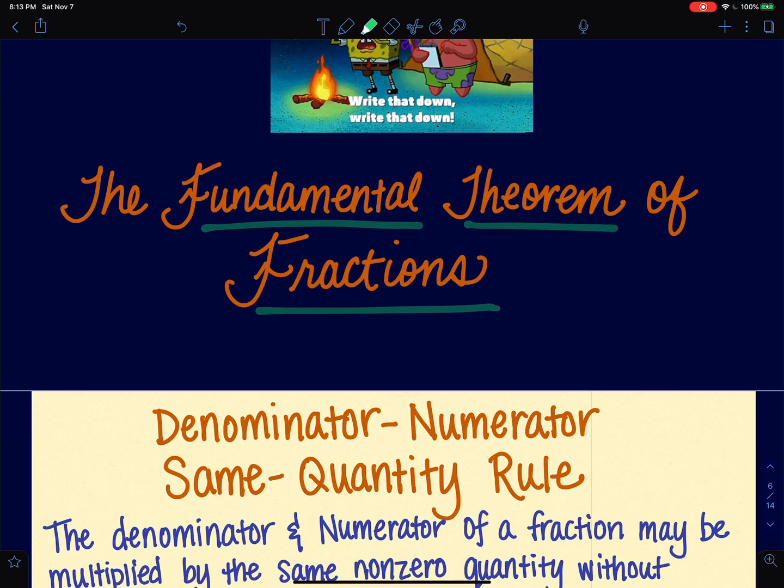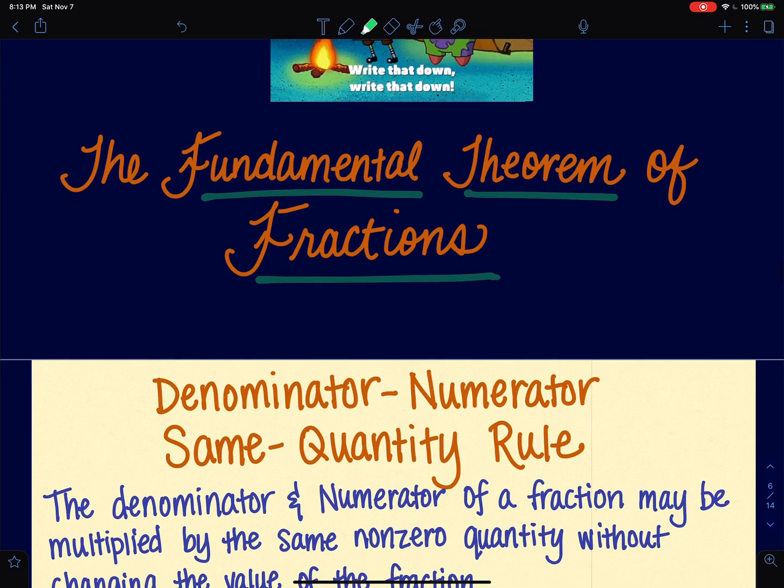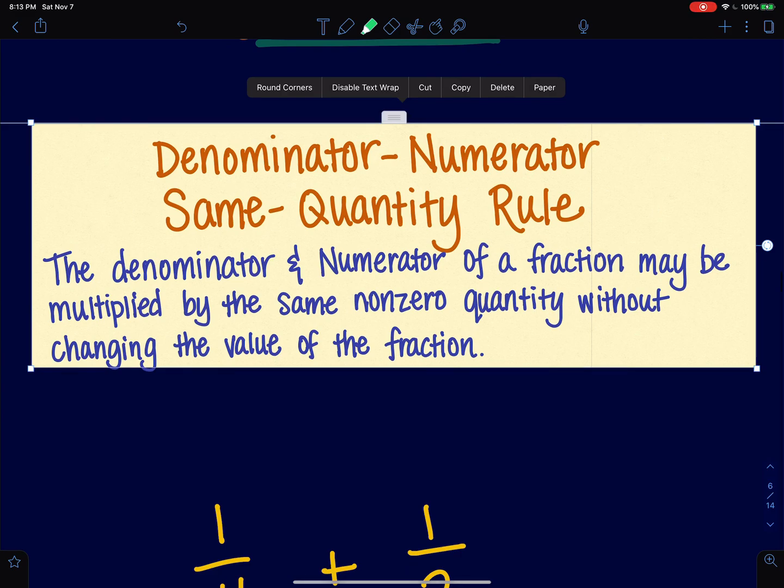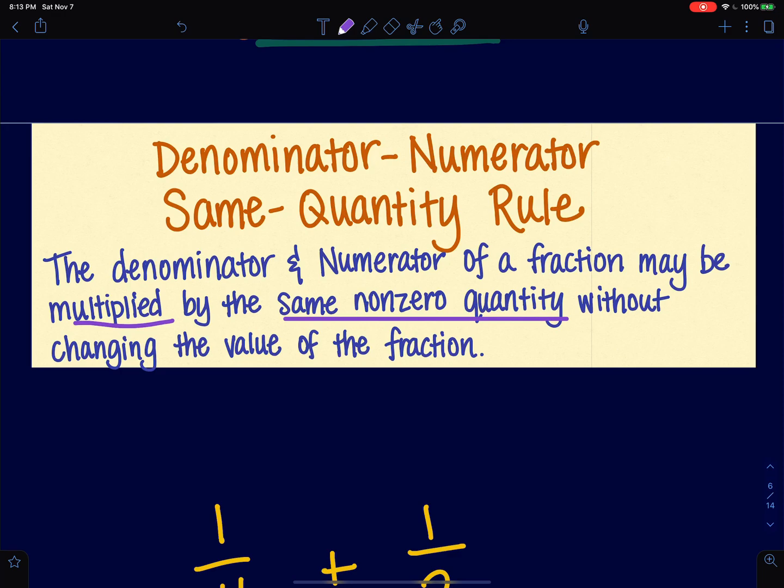Can it sound any more important than that, right? And what this book calls it, just to simplify it a little bit, instead of the fundamental theorem of fractions or the fundamental theorem of rational expressions, they call it the denominator-numerator same quantity rule, which I like better personally. And it basically says the denominator and numerator of a fraction may be multiplied by the same non-zero quantity without changing the value of the fraction.